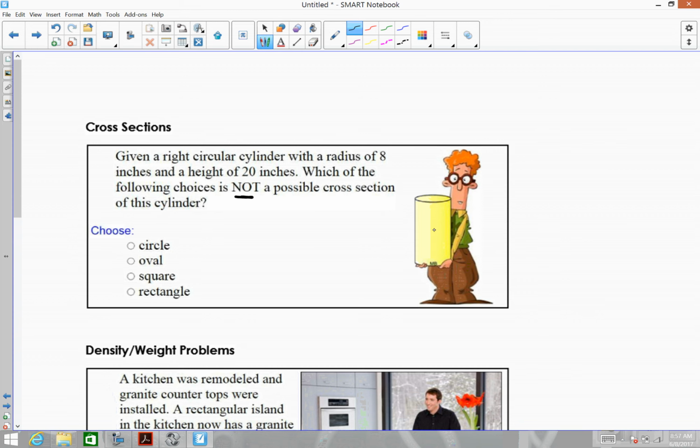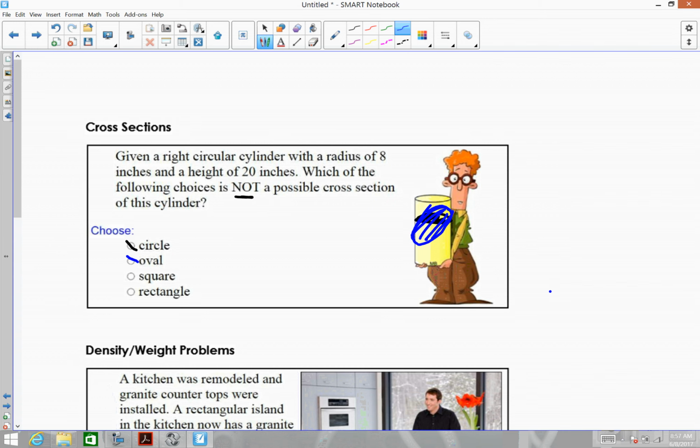So thinking about slicing this, if I slice it parallel to the bases, anytime you slice parallel to the base, whatever the base is, that's the shape you're going to have. So if you slice parallel, you're going to get a circle. So that's definitely always going to work. An oval would be if you sliced kind of at an angle, so meaning something like this, you would get this like oval shape.